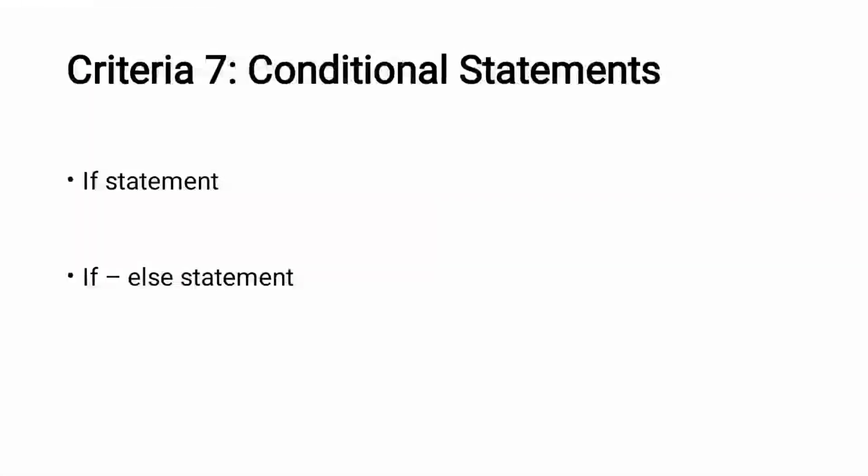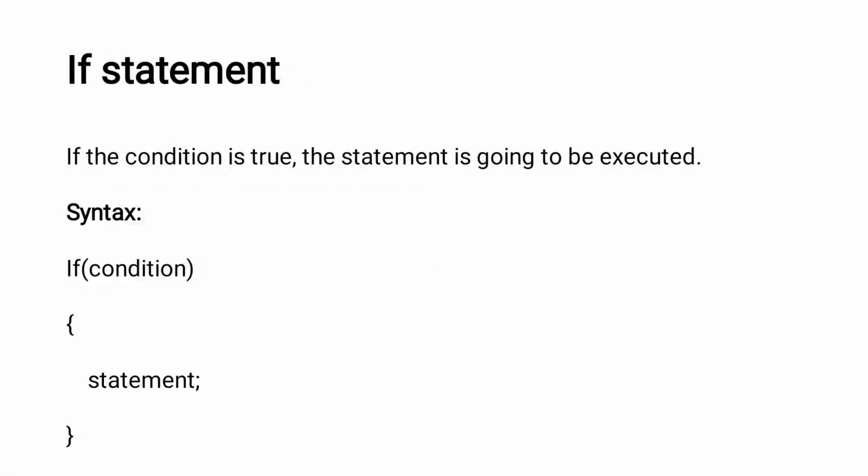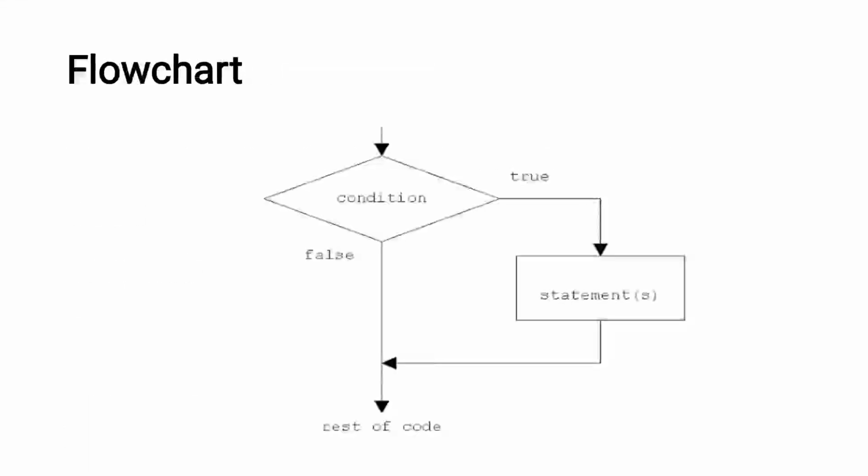So we have if and if else statements in conditional statements. In an if statement, when the condition is true, the statement is going to be executed. What is the general syntax for this if statement? If condition, we have the statement. So this is the general flow chart. We have the condition. When it is true, the statement is executed. When the condition is false, it will go to the rest of the code.